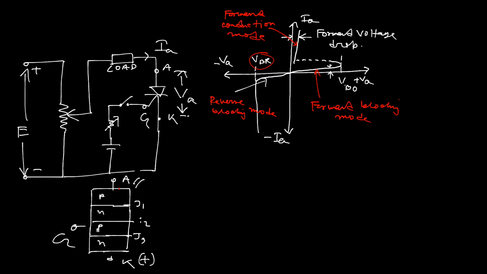That means we can easily identify that in the VI characteristics there are three modes of operation: forward conduction mode, forward blocking mode, and reverse blocking mode. Okay, so this is all about the turn on process. Now think about the turn off process.